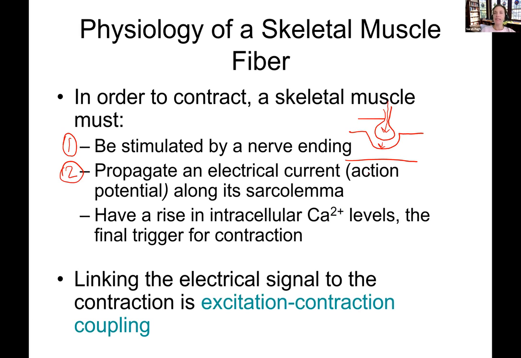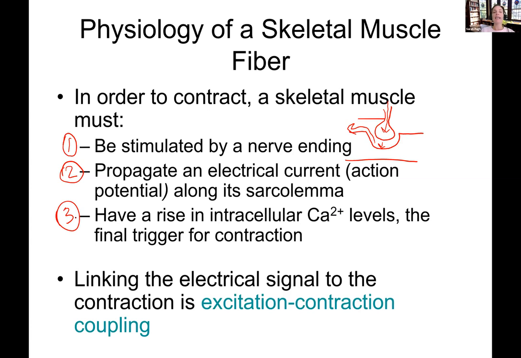That has to happen. And then our step number two, it has to be able to spread down the sarcolemma. And then the last one is you have to have a rise in calcium levels inside that muscle fiber. That's going to trigger the sarcomere to get shorter and the muscle cell will get shorter. So that's our number three. So we are truly walking through muscle physiology in those three steps.